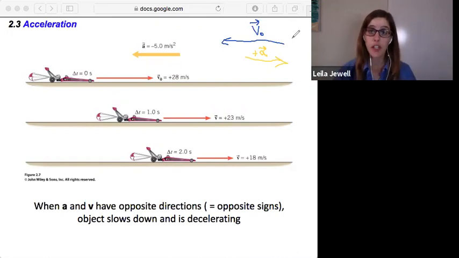So that acceleration is going to slow it down. So focus on if the velocity and the acceleration are working together or working against each other. And that will tell you if your object of interest is speeding up or if it's slowing down.